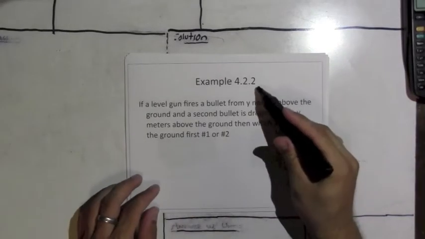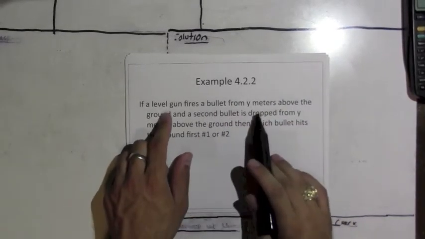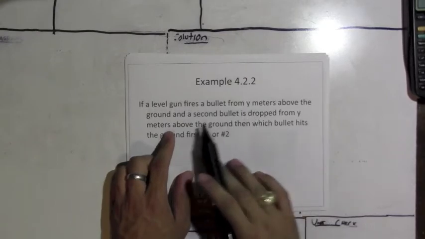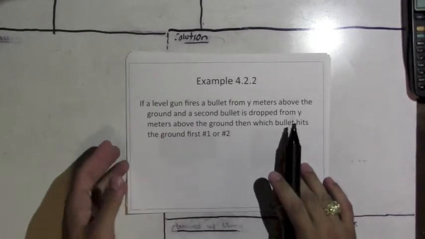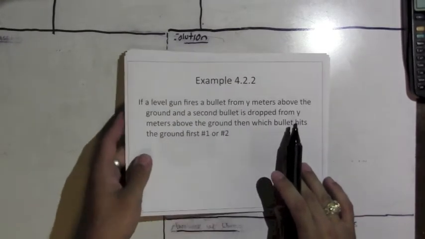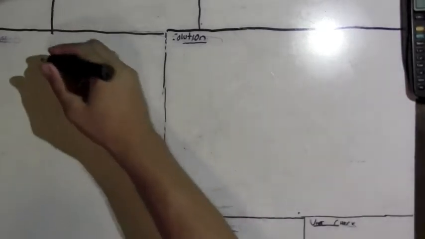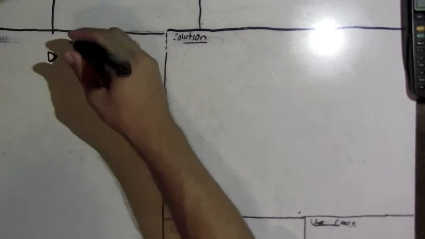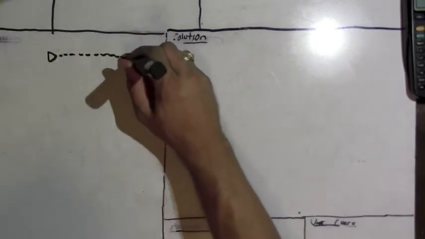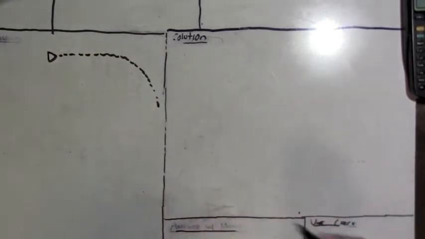This is example 4.2.2. It says if a level gun fires a bullet from Y meters above the ground and a second bullet is dropped from Y meters above the ground, which one of the bullets will hit the ground first? So we're going to start by drawing a picture, and we're going to say, okay, you've got one bullet that's fired, and when it's fired it takes kind of a parabolic path.